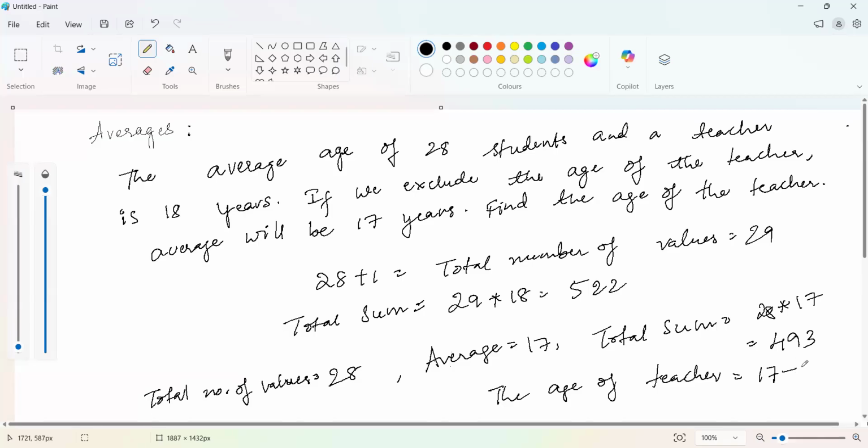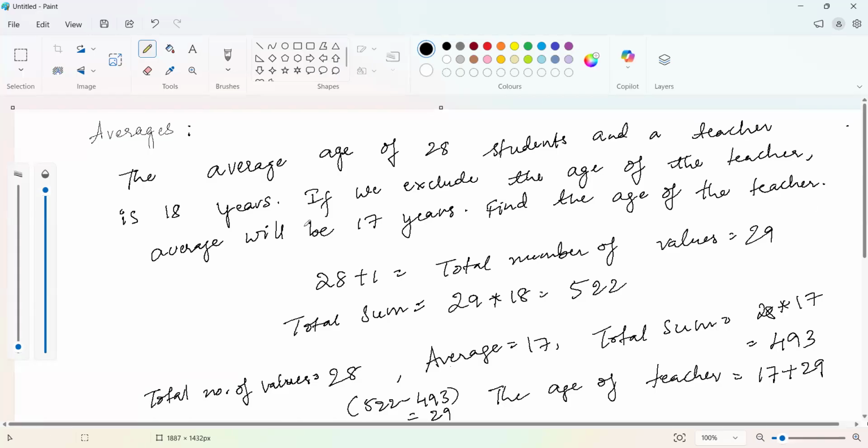The value 17 plus 29. 29 is how you got from this 522 minus 493. Right? You got this value. Now you try to check whether you are able to match it back if you include this value as well. That is 46, along with 28 students average age, that is 17. Will you get back this original value, that is 18? Just check.